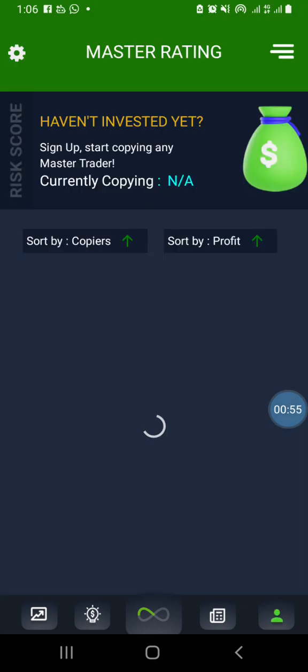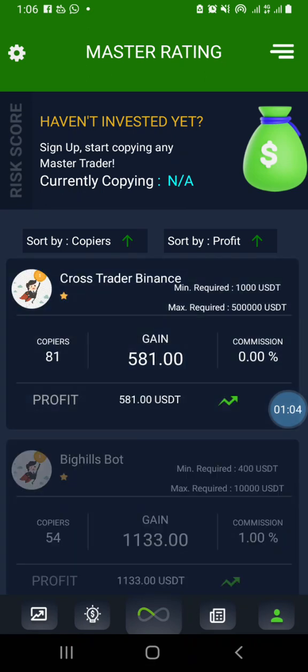So we have to wait a bit. That could be annoying sometimes, especially if you have a slow internet connection. Okay, so you have to click on this icon, this icon at the bottom right hand of the phone.